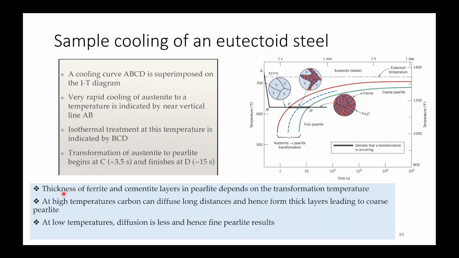And the thickness of ferrite and cementite layers in pearlite depends on the transformation temperature. At high temperatures, carbon can diffuse long distances, hence it forms thick layers leading to coarse pearlite. And at low temperatures, diffusion is less and hence fine pearlite results.